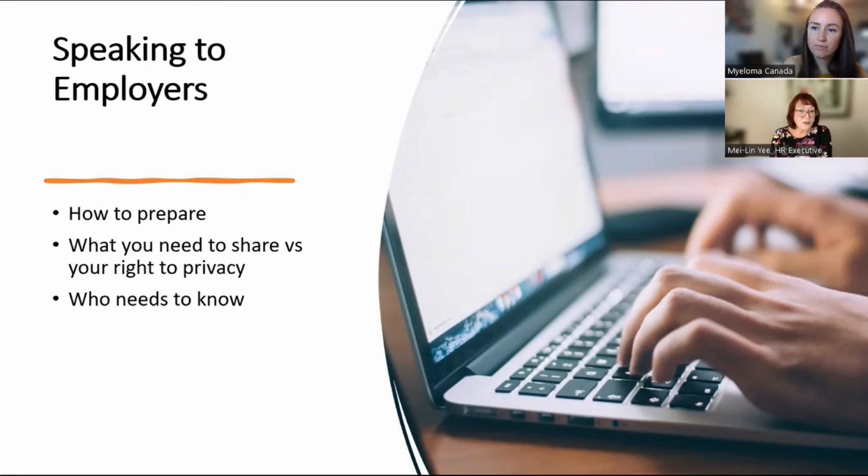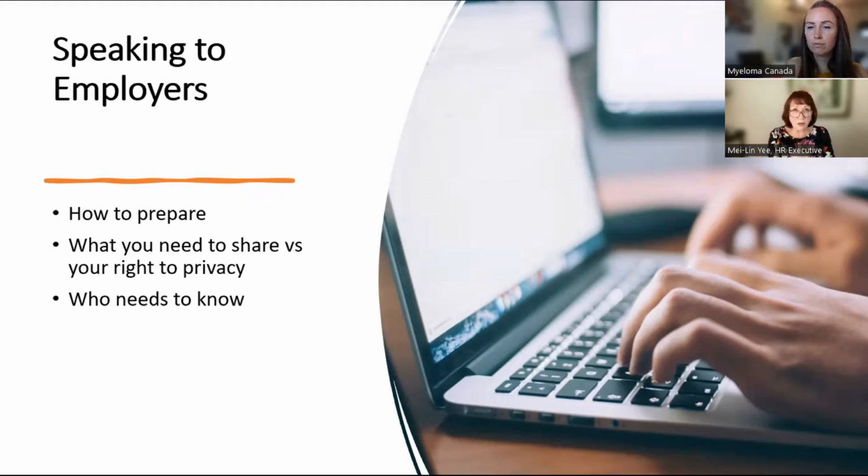The other thing: what is it that you should be talking about? What do you need to share versus your right to privacy? In Canada, we are extremely fortunate when it comes to our privacy laws. Not only do we have the Federal Privacy Act and the PIPEDA Act, the Personal Information Protection and Electronic Documents Act, but every province also has its own provincial legislation that protects our personal information. But for you as a patient and as an employee, what does that mean? In short, any information that clearly identifies you as the subject of the information cannot be disclosed without your approval.